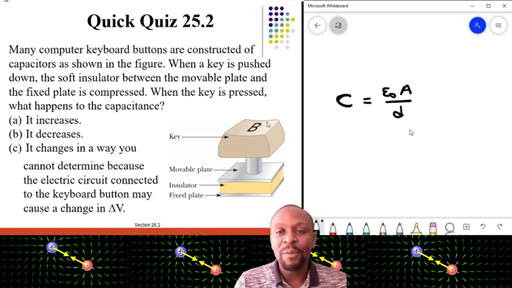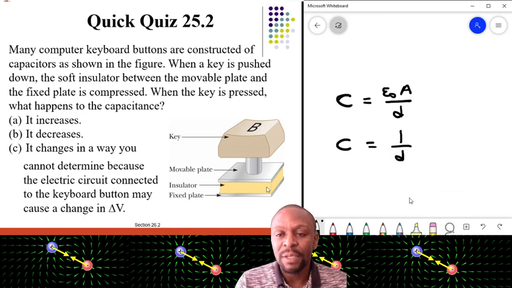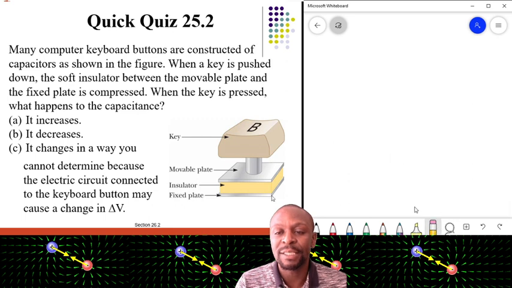Now, the capacitance is therefore inversely proportional to D, and when you decrease D by pressing the button, it means that the capacitance will definitely have to increase. As a result, the correct answer for this quick quiz is number A.